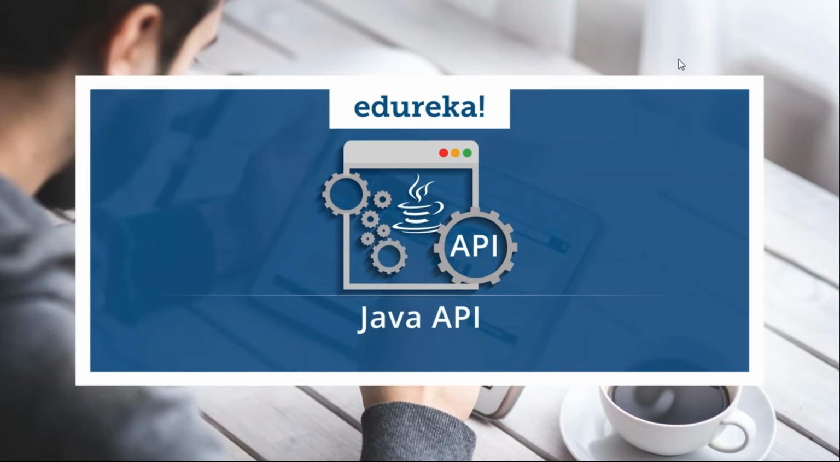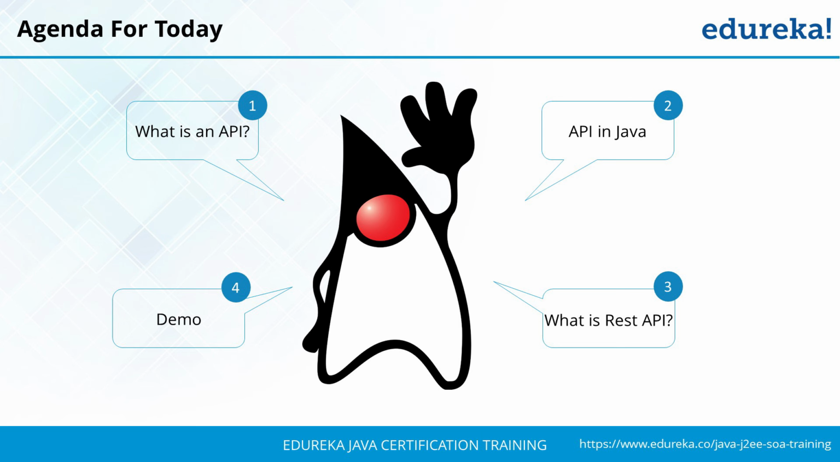Now without wasting any time, let's move forward and look at today's agenda. Today's session is mainly a practical session, but before we begin the practical aspect, there is some amount of theoretical knowledge that you need to have. So first we'll try to understand what an API is and how an API fits into Java. After that, we'll have a brief introduction to what a REST API is and how it works out. Then we'll move on to a demo part where we'll be building a RESTful web service.